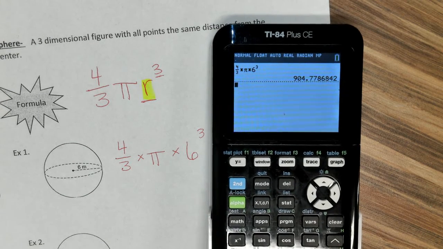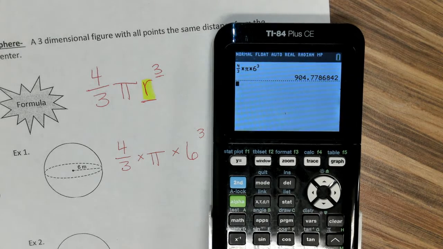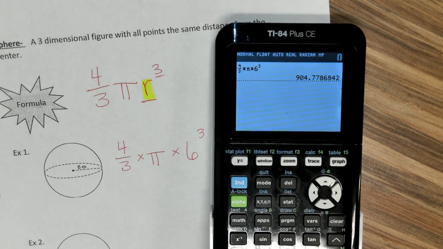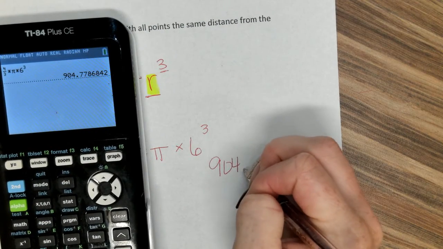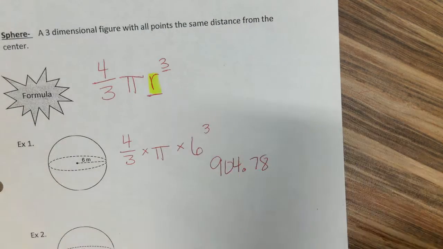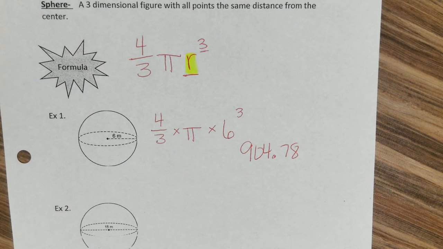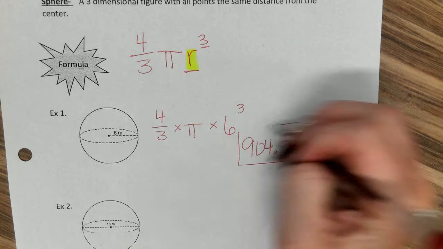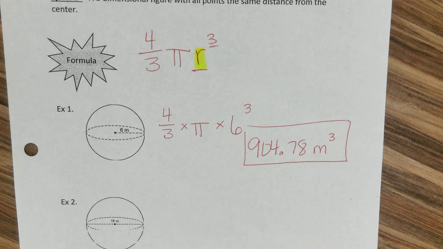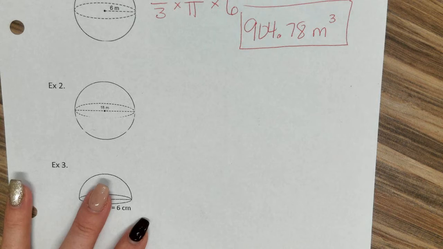These will all be multiple choice, so you will just be picking the closest answer. So we'll round to the hundredths place. So my answer is 904.78. And volume is always given in units cubed. That does not change your answer. You just write it that way. All right, let's try the next one.